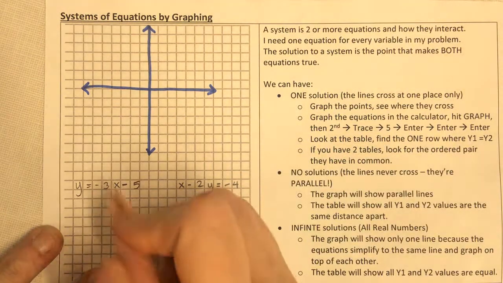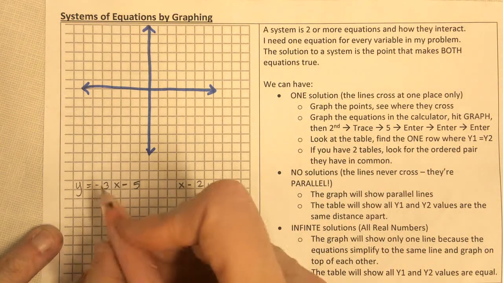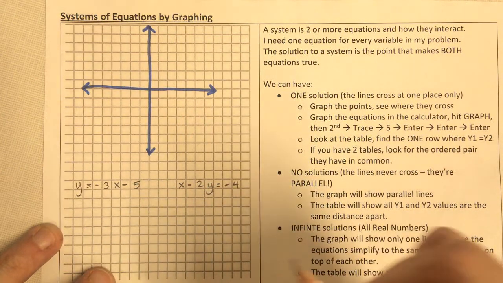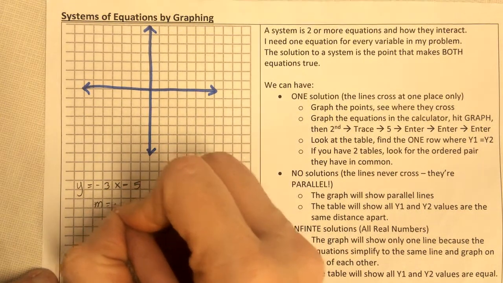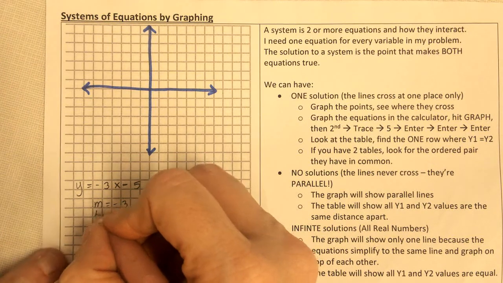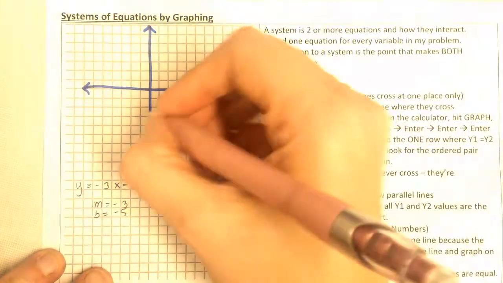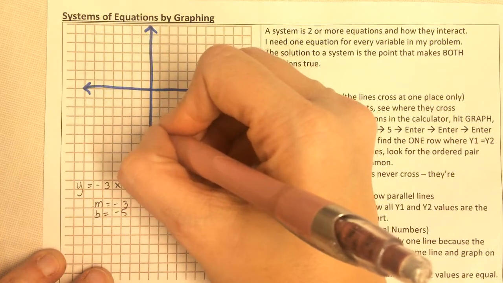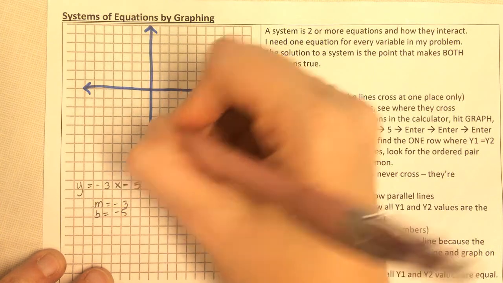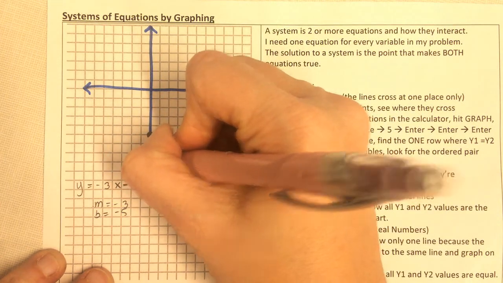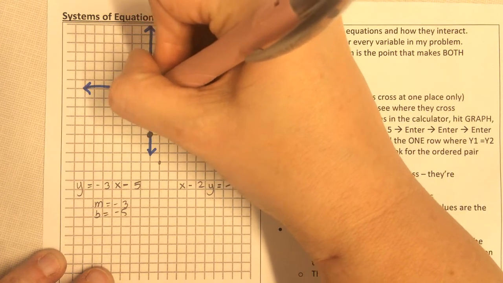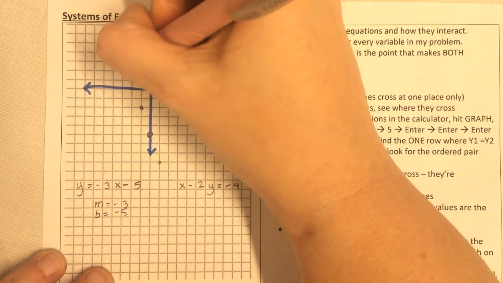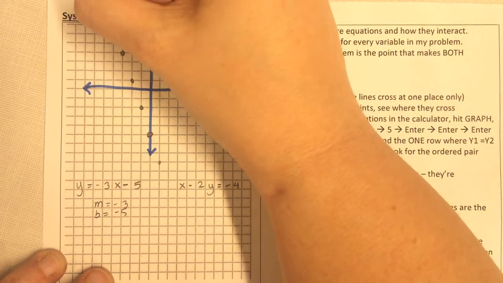Now, this first one is super obvious. It's really easy to tell because it's in slope-intercept form. It's already graphable. Okay, so I know that my slope is negative 3. My y-intercept is negative 5. So I'm going to start at 1, 2, 3, 4, 5 at negative 5. I could fall 3, run 1. That takes me off the graph. So I'm going to continue that pattern, rise 3, back 1. On the graph.